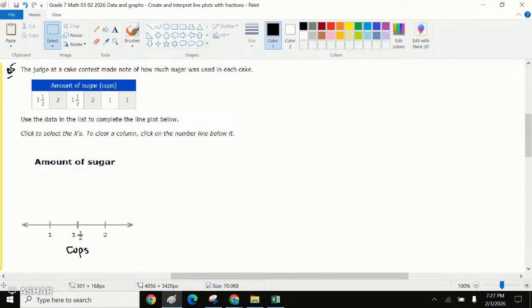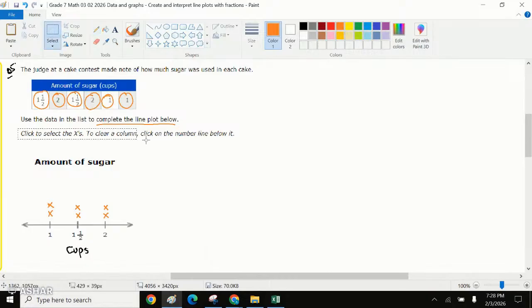What we need to do is complete the line plot. So 1.5 cup was used one time, 2 cups was used one time, 1.5 cup again, 2 cups, and 1 cup was used twice, right? So this is our complete line plot. Okay, so we completed the line plot.